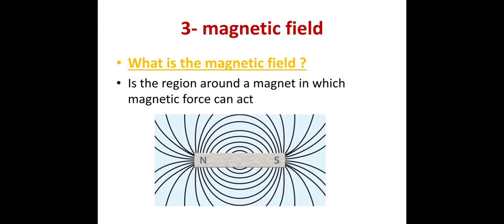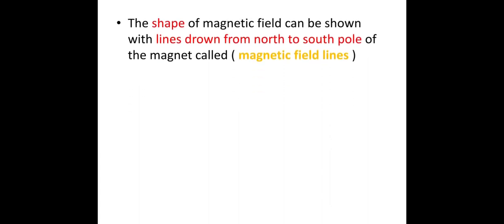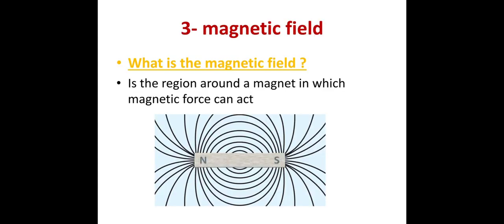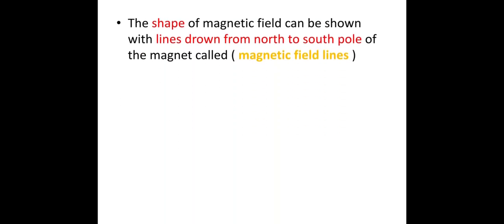This picture shows how a magnetic field forms, or the shape of the magnetic field. We can see that the lines of the magnetic field extend from the north pole to the south pole, making a circle or making lines. So the shape of the magnetic field can be shown with lines drawn from the north pole to the south pole. As we see here, the magnetic field shape is drawn with lines extending from the north pole to the south pole. These lines are called magnetic field lines.